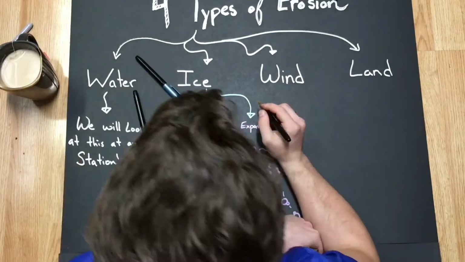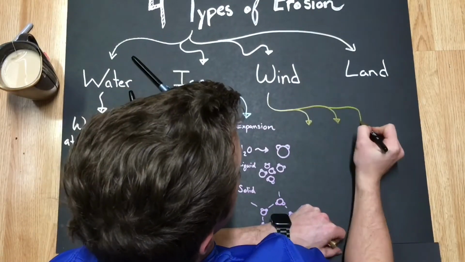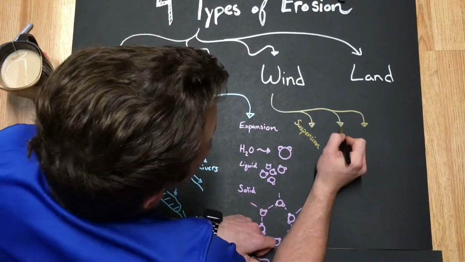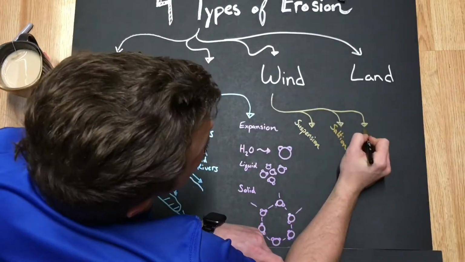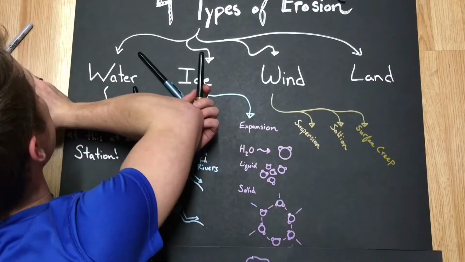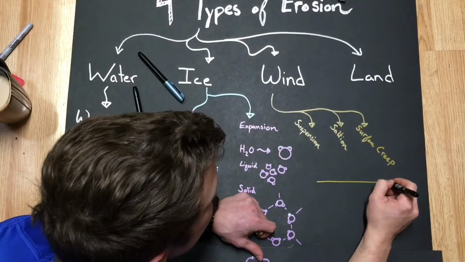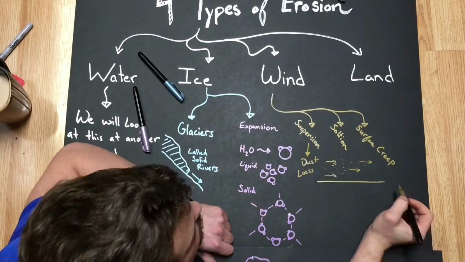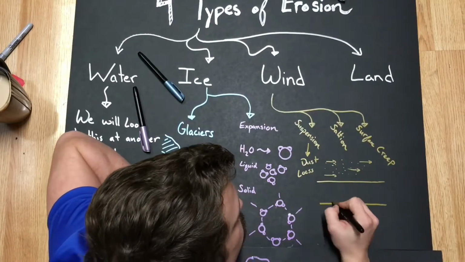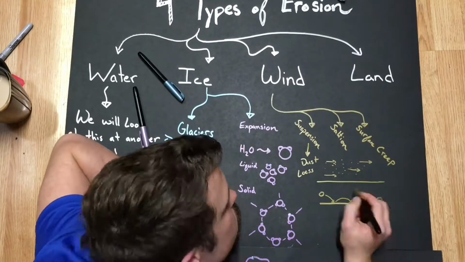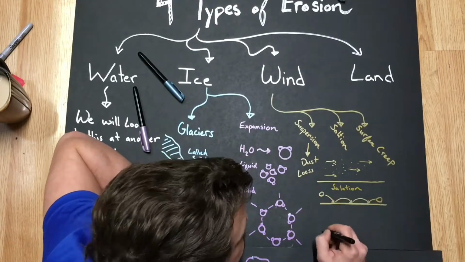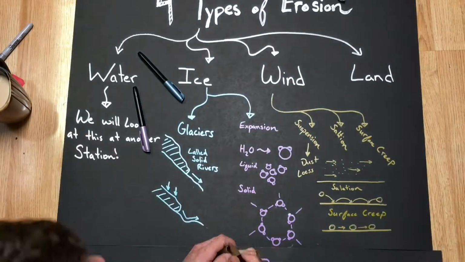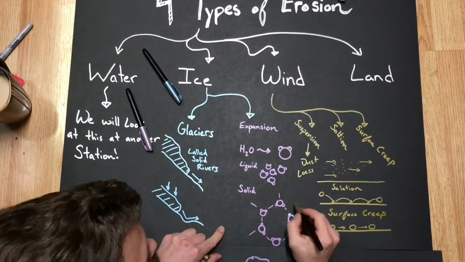Now the third type is wind. Wind is separated out into 3 different categories, either suspension, saltation, or surface creep. Now suspension is the easy one for people to remember because it's when dust or loess is suspended in the air. It's tiny little particles just floating along in the air, moving from one area to the other. Saltation is when it's bouncing along, and then surface creeping is when it's creeping along and rolling along the bottom.